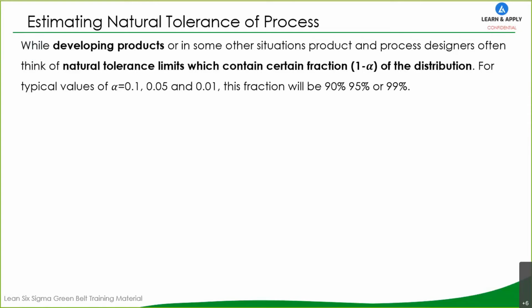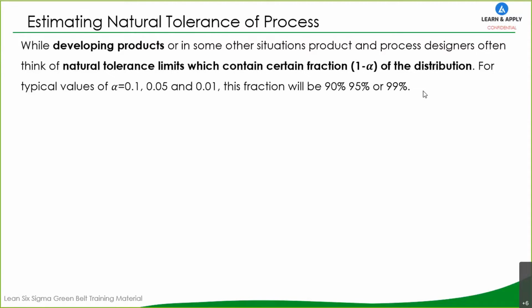So when you go for the design of a product or process, we have to design some tolerances, right? So how to design that? For that purpose, we use natural tolerance calculations. While developing products or in some other situations, product and process designers often think of natural tolerance limits which contain a certain fraction, 1 minus alpha, of the distribution.